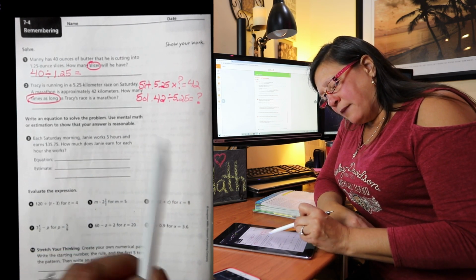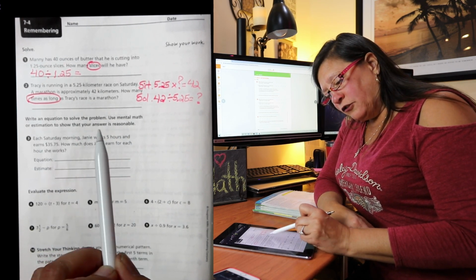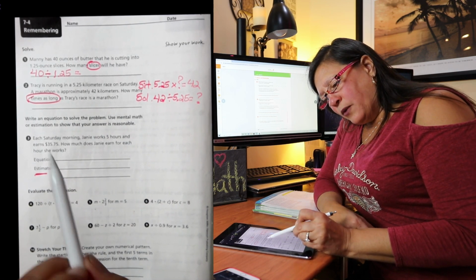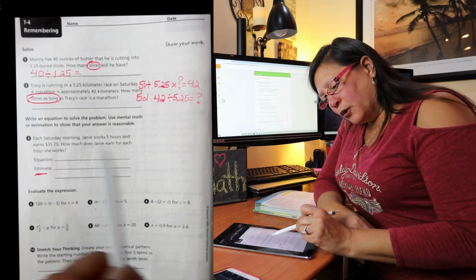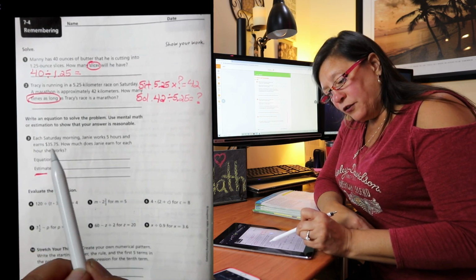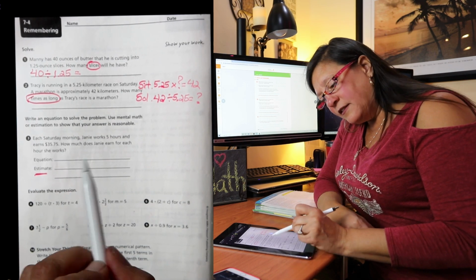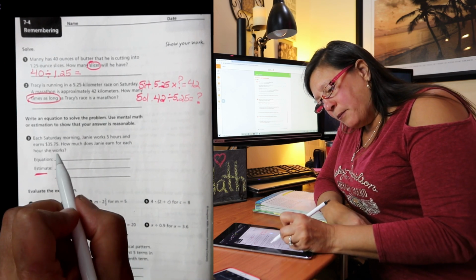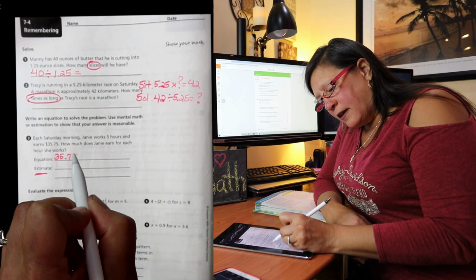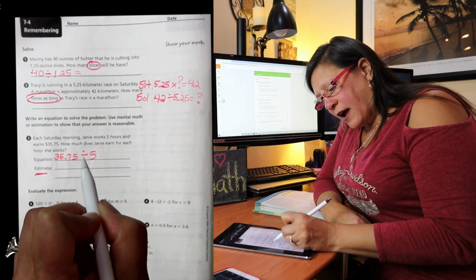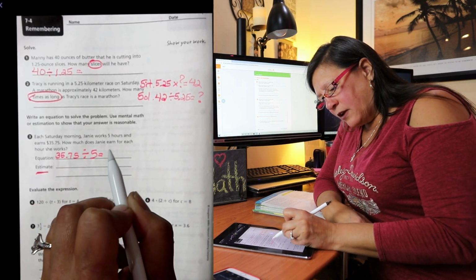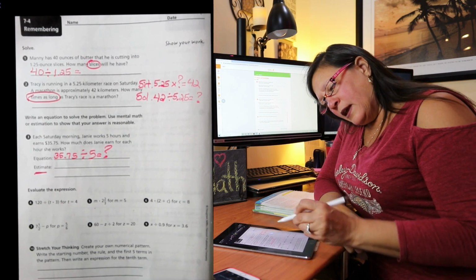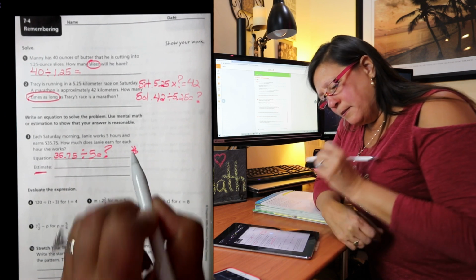Write an equation and solve the problem. Use mental math or estimation to show your answer is reasonable. Okay, well, we're going to estimate here. So the story problem. Each Saturday morning, Janie works 5 hours and earns $35.75. How much does Janie earn for each hour she works? Well, we know how much she makes. And we know how many hours, so we're going to divide that by 5 to figure out how much she earns for each hour. Okay, and your label is going to be money.